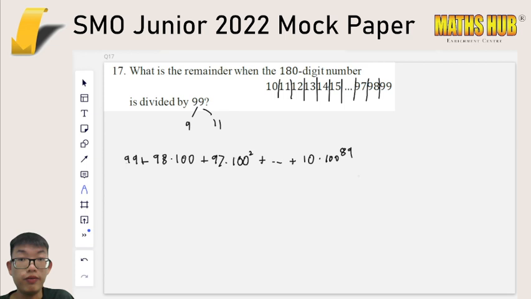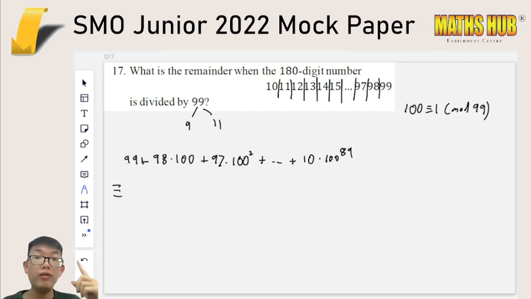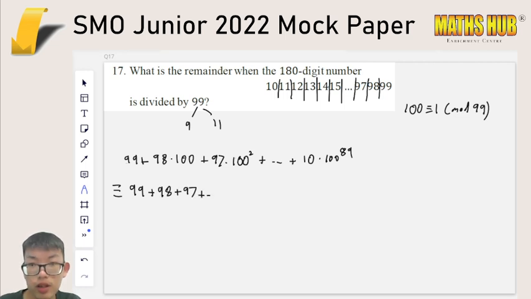89 other numbers from 11 to 99 are now replaced by 00. So this is my number written in this form. If I take it modulo 99, 100 is congruent to 1 modulo 99 because their difference is 99. Now that means that you can replace all of the hundreds by 1. And so it is just going to be 99 plus 98 plus 97 all the way to 10.